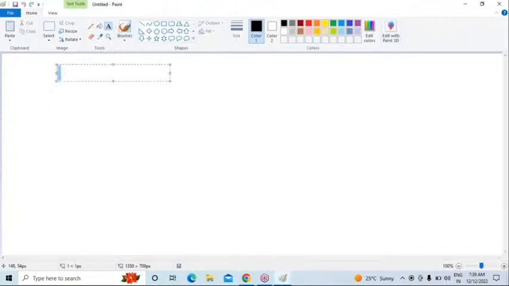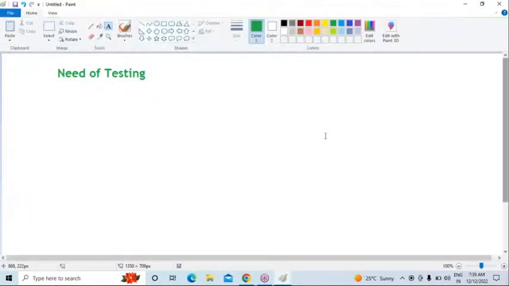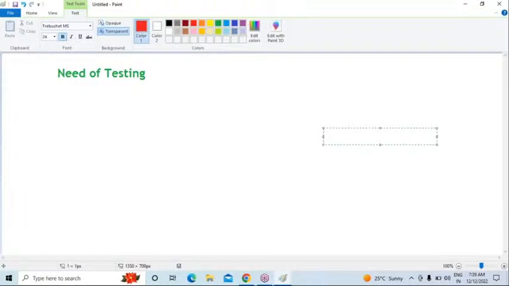The next concept is the need of testing in present days. Assume that in olden days we didn't have any testing, and now we are doing it. Considering one small example, since most of the people here are boys, I'm going to give one small example on the bike.